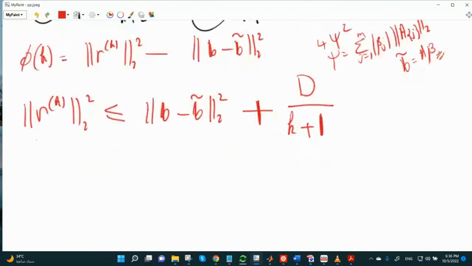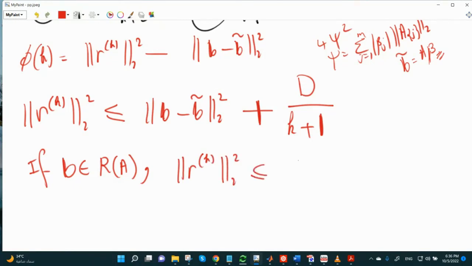And so as you can see, if b is in the range of A, then this is what we have, and the residual is upper bounded by d over k plus 1, and we can make it small by doing enough iterations. Or as I said at the beginning, we can perhaps fix the number of iterations. Again, it depends on what we are exactly doing. Thank you.